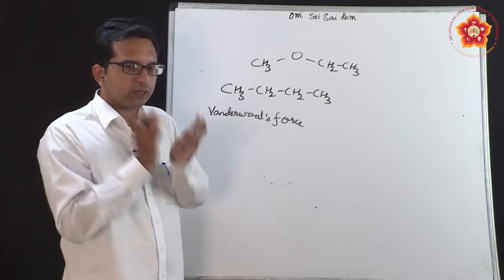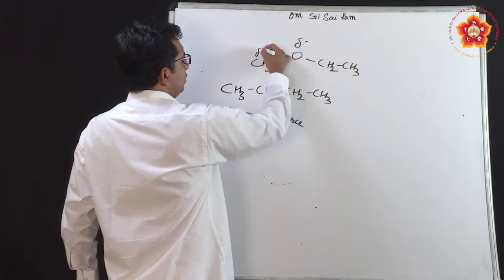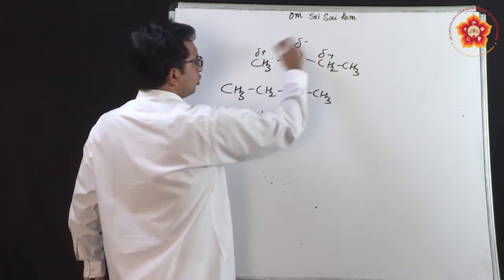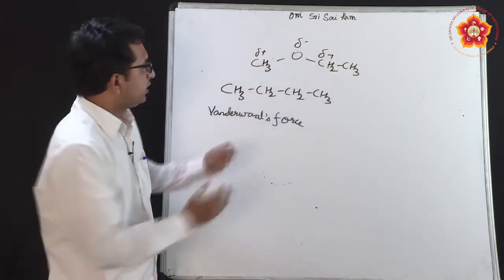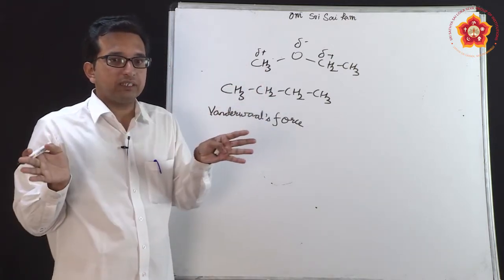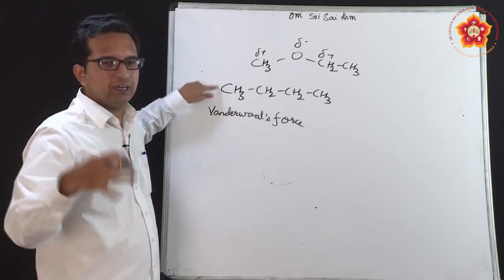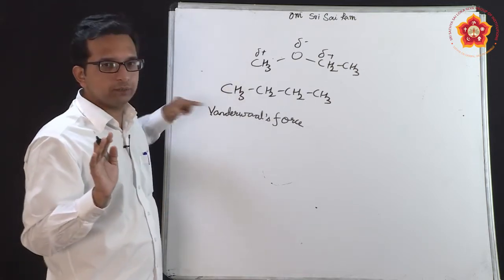So, even if you try to differentiate its electronegativity, no doubt this is delta negative, but delta positive is dragged on both the sides. So, here the dragging of the electrons happens equivalently on either side. Therefore, this also will have a similar boiling point, a little more probably, but almost similar.